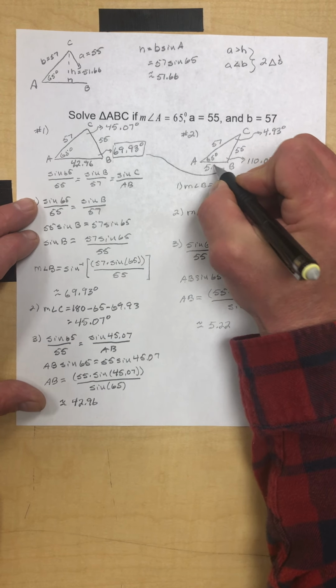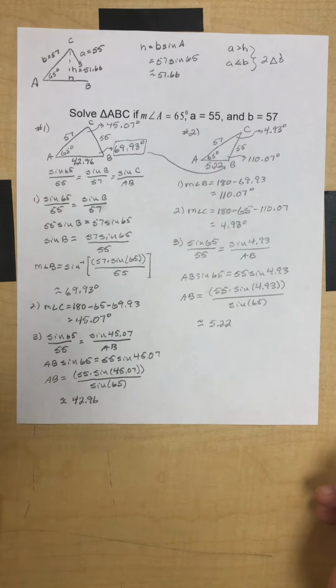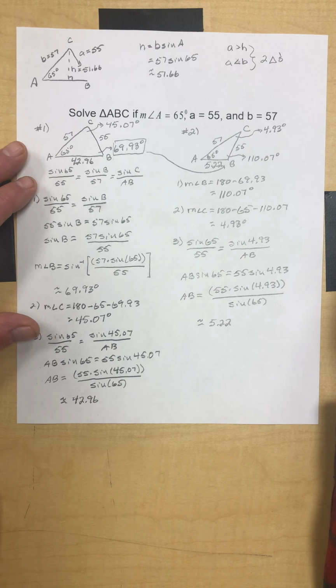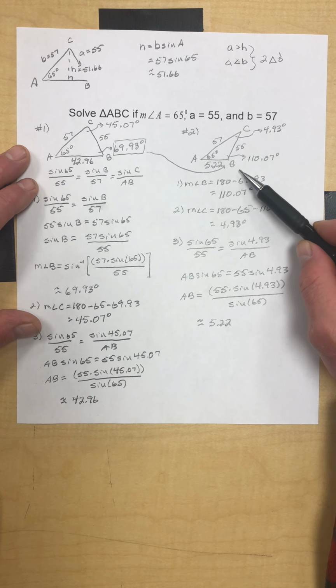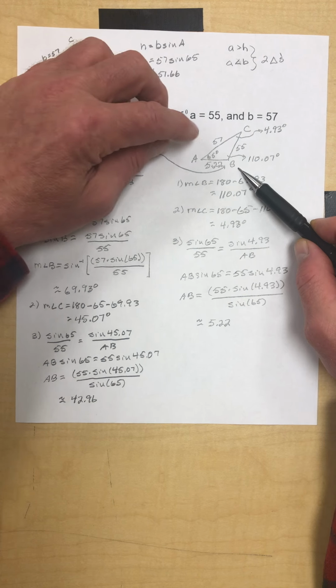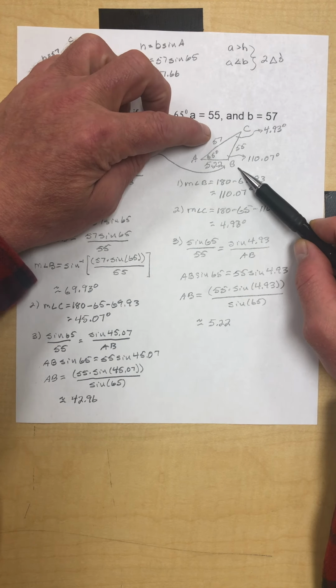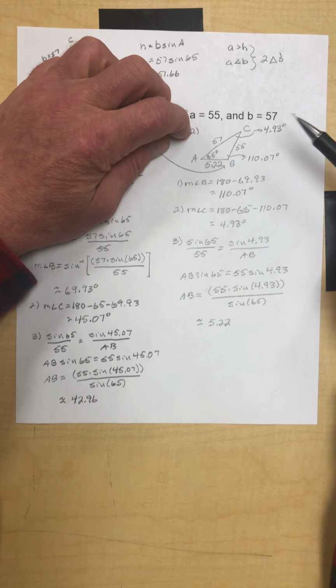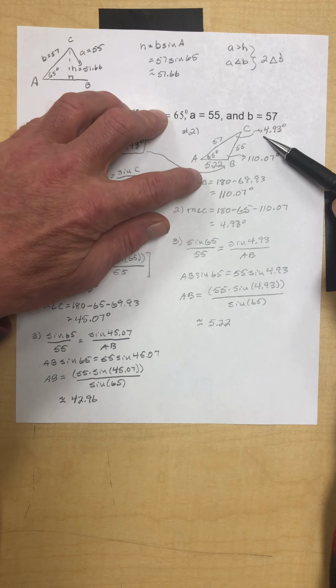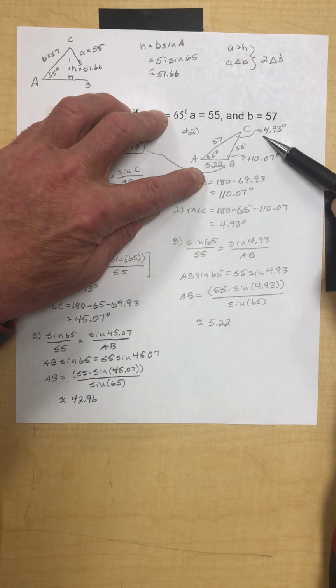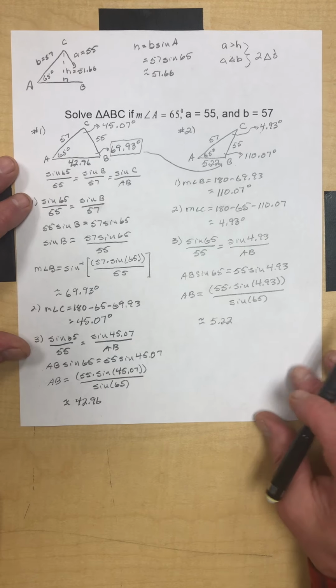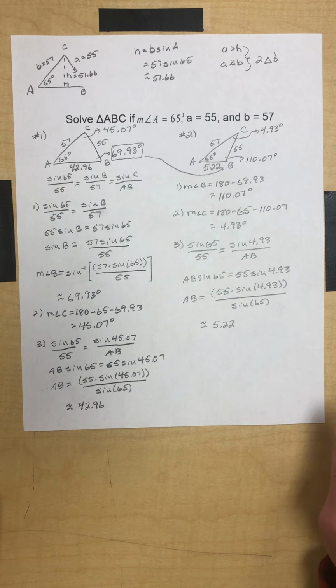So 5.22. We take a look and see if things make sense. The largest angle is angle B. The longest side is opposite angle B. That's good. The smallest angle is angle C, and the shortest side is opposite that. The other two are in between, so the numbers make sense, and we should be okay.